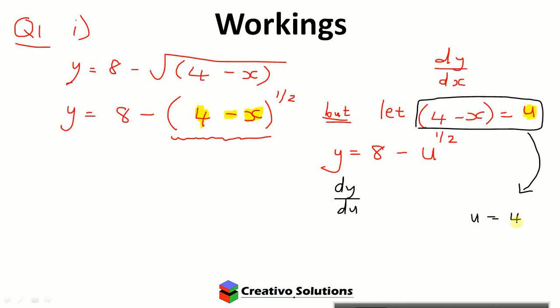So you would have written it like this: u equals 4 minus x. That's what you would have written. Then you would have written du over dx, which is the derivative of this. There's no derivative for the 4. The derivative of minus x is minus 1. So there's the derivative. Now we need to find the derivative of this. In terms of u, it will be negative a half u to the minus a half. That's the derivative for that.